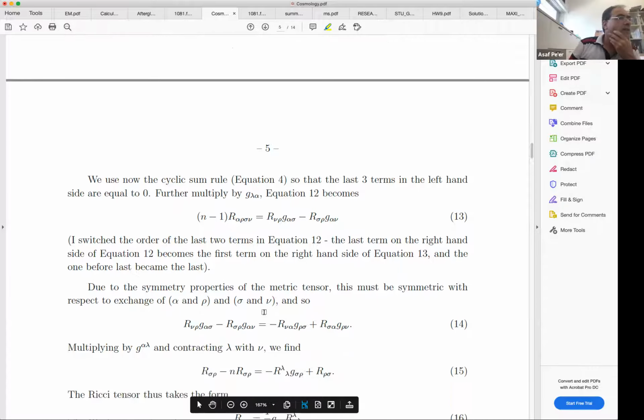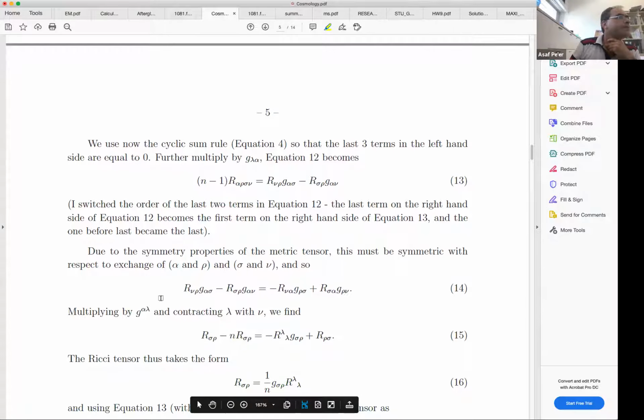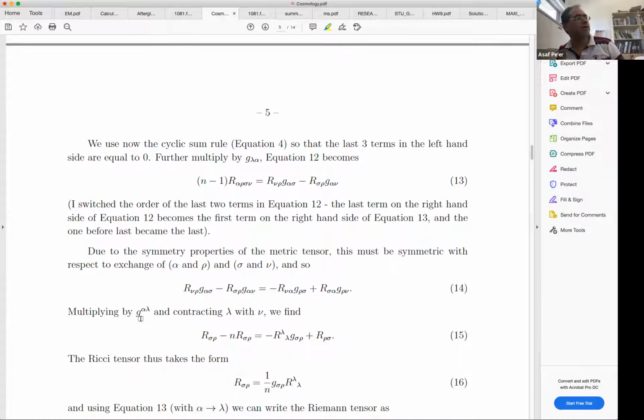Okay, then the next step is to multiply by G alpha lambda with upper indices and contract lambda and nu. So when I do that, I multiply by G alpha lambda. So I have a G alpha lambda, G alpha sigma, so I ended up with delta lambda sigma.